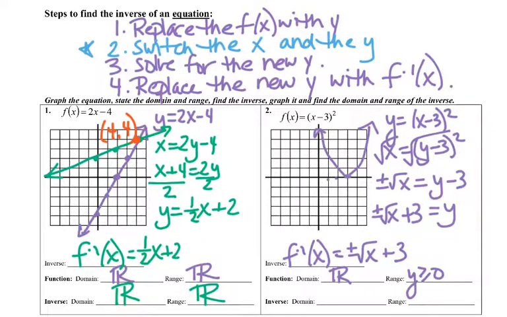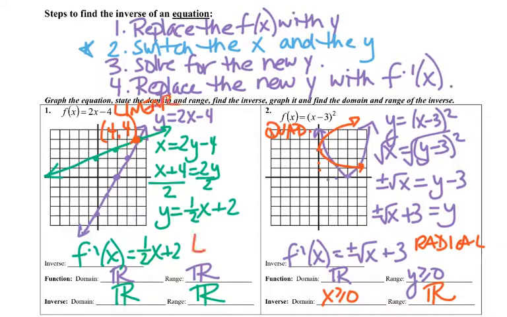If I graph that, I should have done a different color. If I graph that up 3, and then here's plus or minus root x. So the domain there is greater than or equal to 0, and the range is all real numbers. So the inverse of a quadratic is a radical. And I'm going to go back and fill this in. The inverse of a linear is a linear. So lines are inverses to lines, quadratics are inverses to radicals.